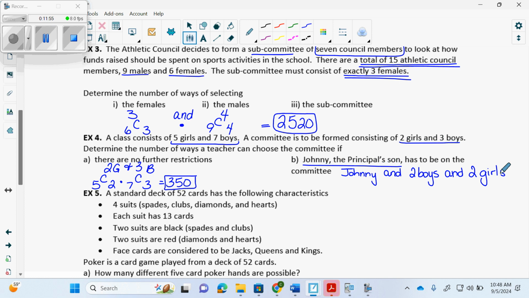So how do I guarantee getting Johnny? I choose from Johnny. So I go 1C1. 1 Johnny, I choose Johnny. And means I what? Multiply. Now how many boys are left? 6. So watch yourself. Do you think the answer for 7 will be there? Yeah, that'd be a common error if you forget to take one of the boys off there. So we have 6C2 and 5C2. And what do we get for this one? 150. Pardon? 150. 150?